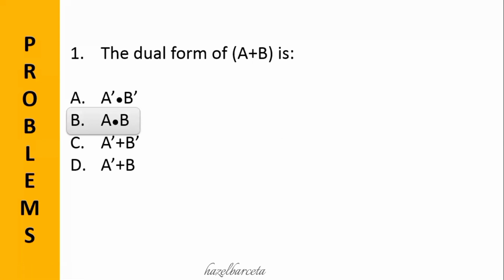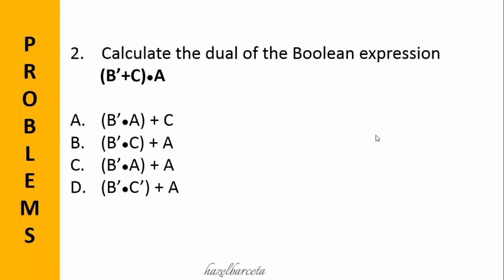Pag-pray po natin. So, the next problem, calculate the dual of the Boolean expression, the quantity of B prime plus C times A. So, for now, basahin po muna natin ng ganyan. And sa part 2 po natin, apply na po natin yung A and R. Okay? By that time, sanay naman na po tayo.